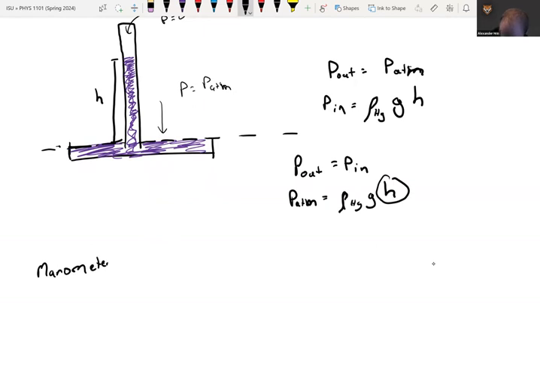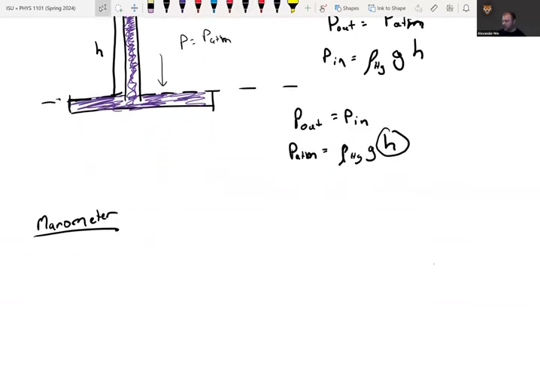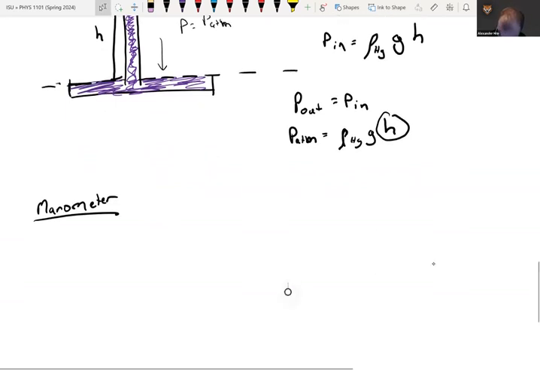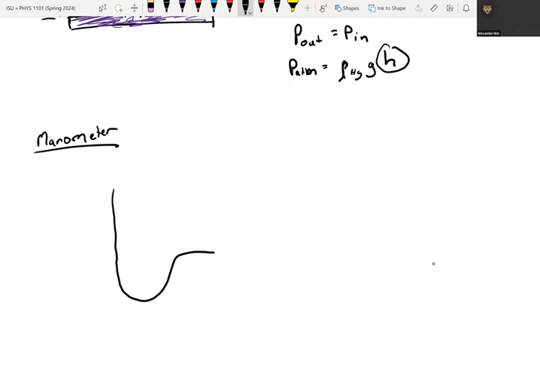You can have different designs of manometers. I think a lot of them are actually open to atmosphere. I'm going to draw one that's not open to atmosphere. Actually, I'll draw one that is open to atmosphere. So basically it looks like this.